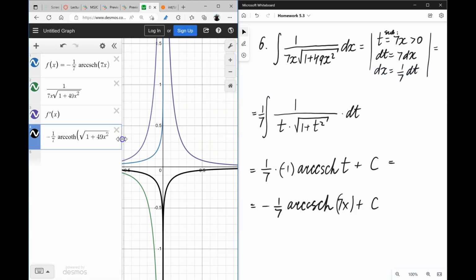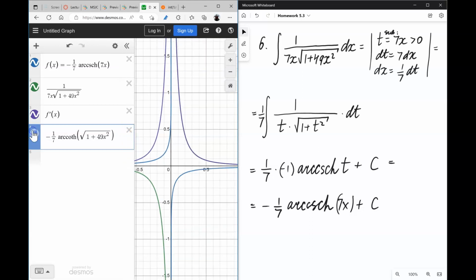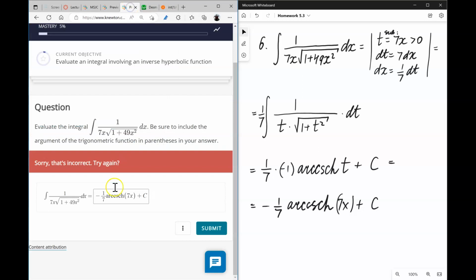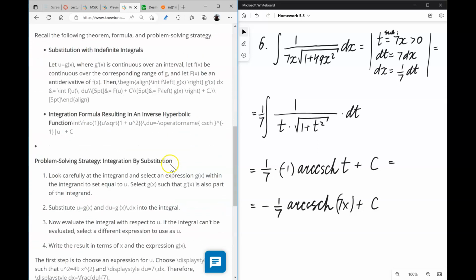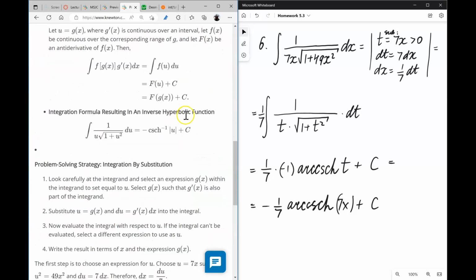And what do we see? The black graph. The black graph is same as blue graph, right? So yeah, interesting. I think it's a glitch. So let me try to submit again. So we're gonna take a loss on this one.